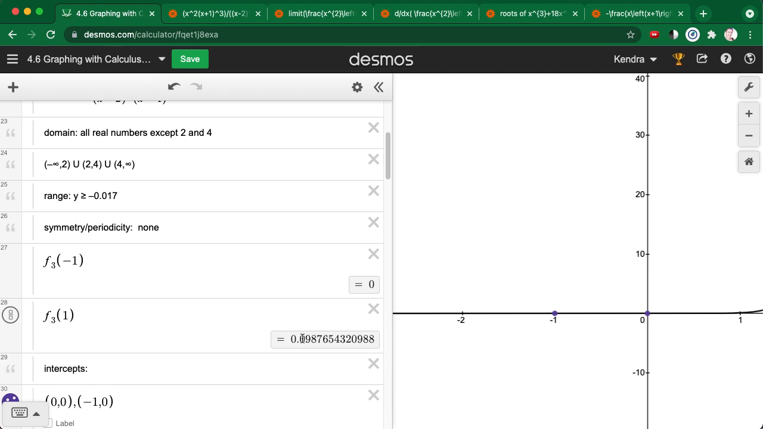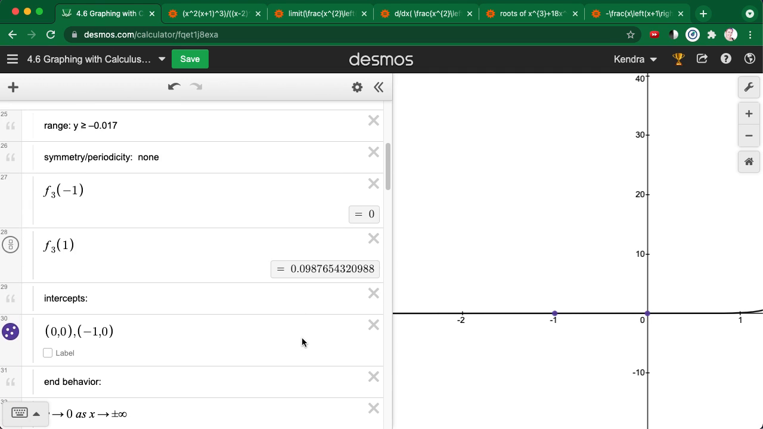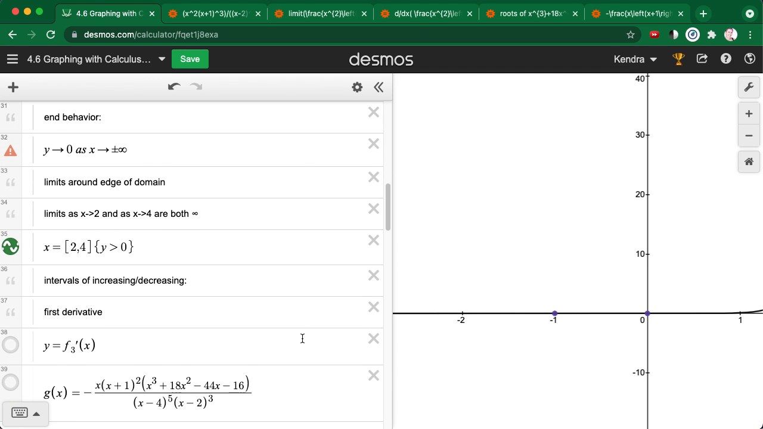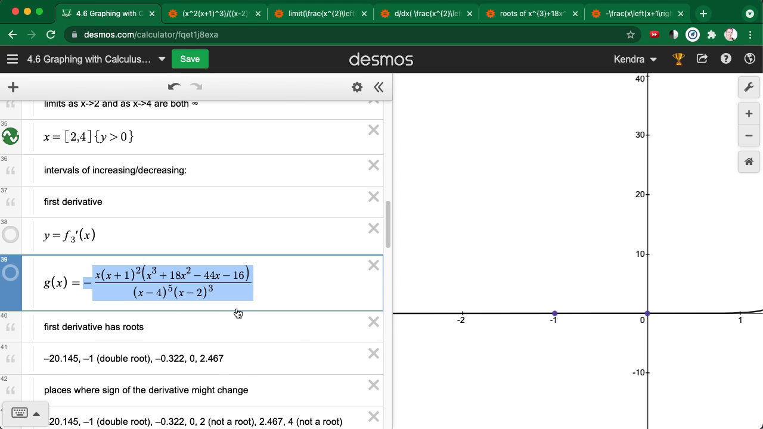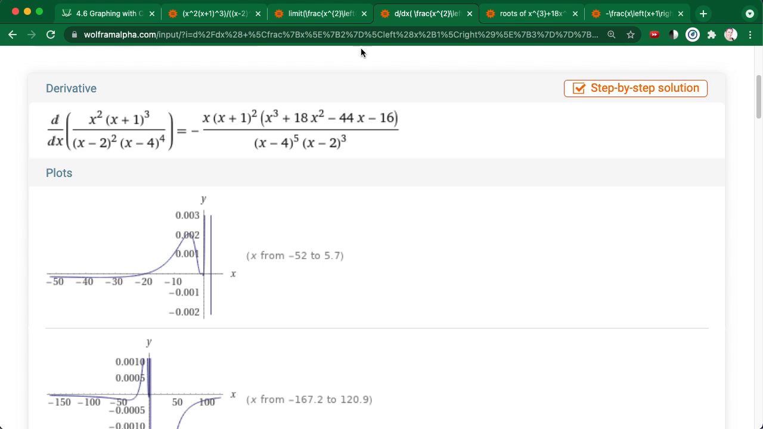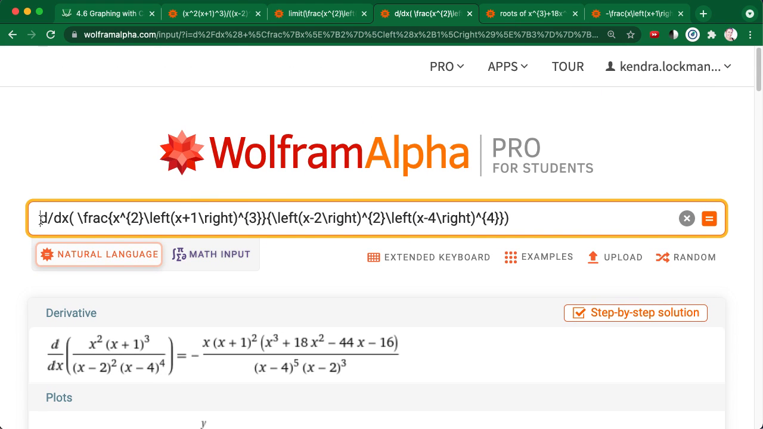So yeah, let's see. Where is our first derivative? What an ugly monster. Let's take the derivative of that. Or we could just go back to Wolfram Alpha and take the derivative of the derivative.